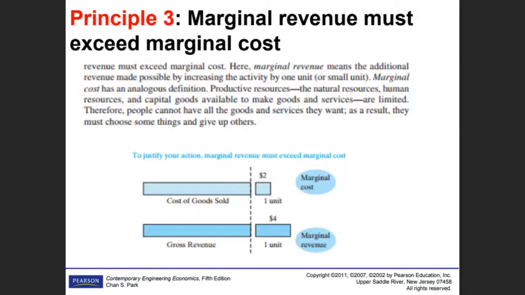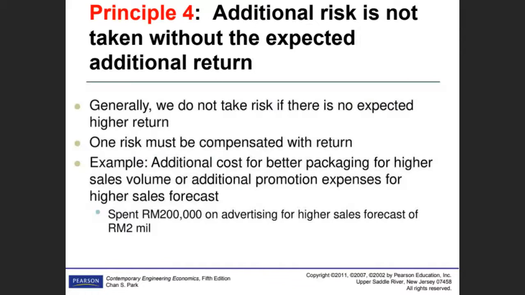This is another example. This was the example of marginal revenue, that marginal revenue should exceed the marginal cost. Additional revenue should be more than the additional cost if you accept an order. And additional risk, right? If you are taking more risk, it should be compensated with higher return.